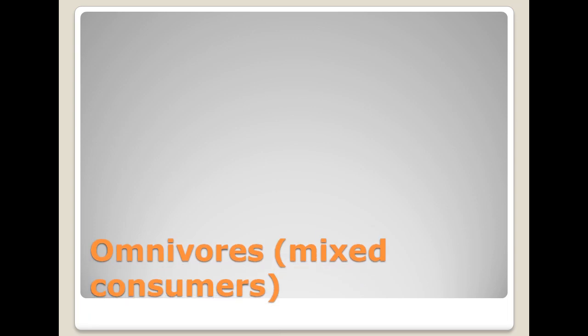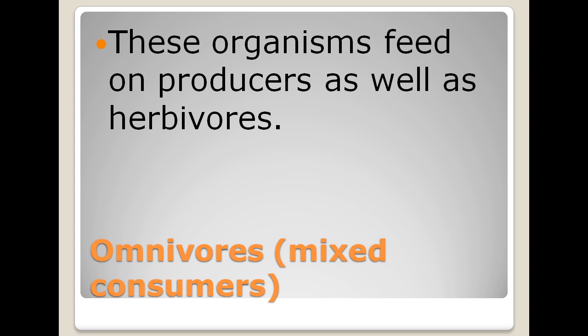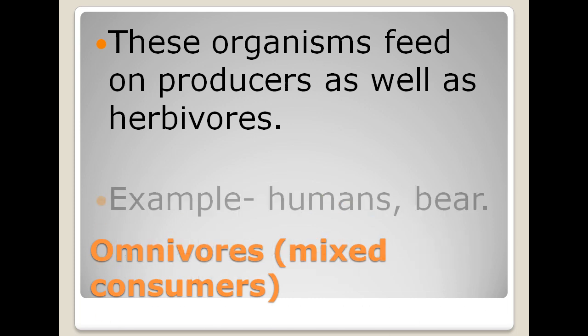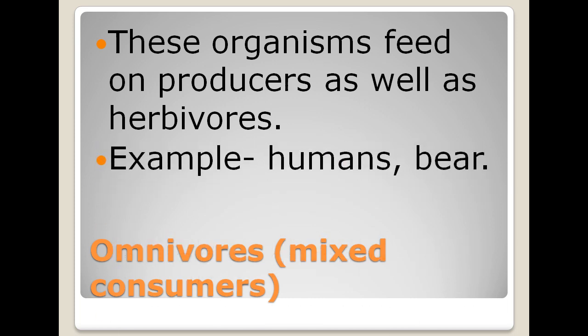The next is omnivores, also called mixed consumers. These organisms feed on producers as well as herbivores. So you can say in very simple terms that they are vegetarian as well as non-vegetarian. The examples are humans, bear.